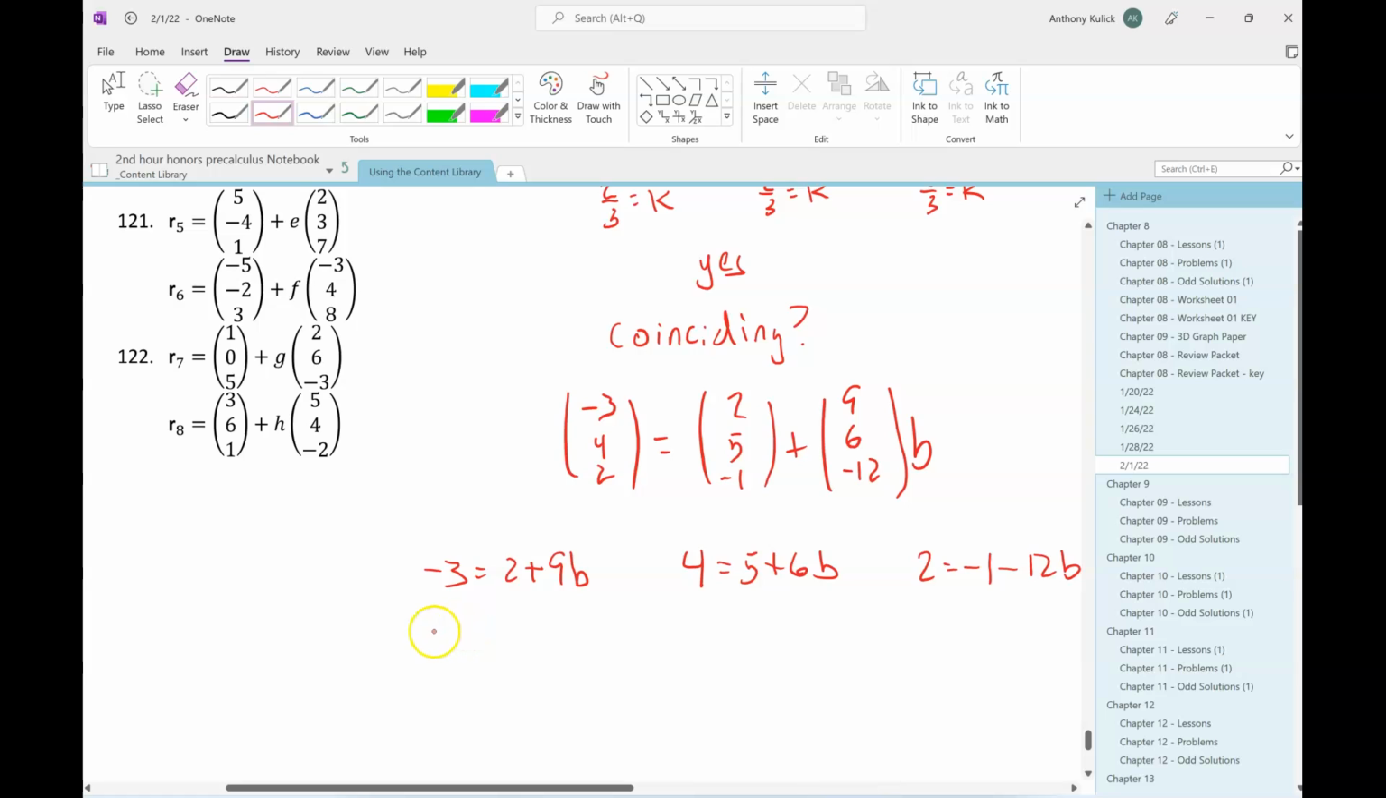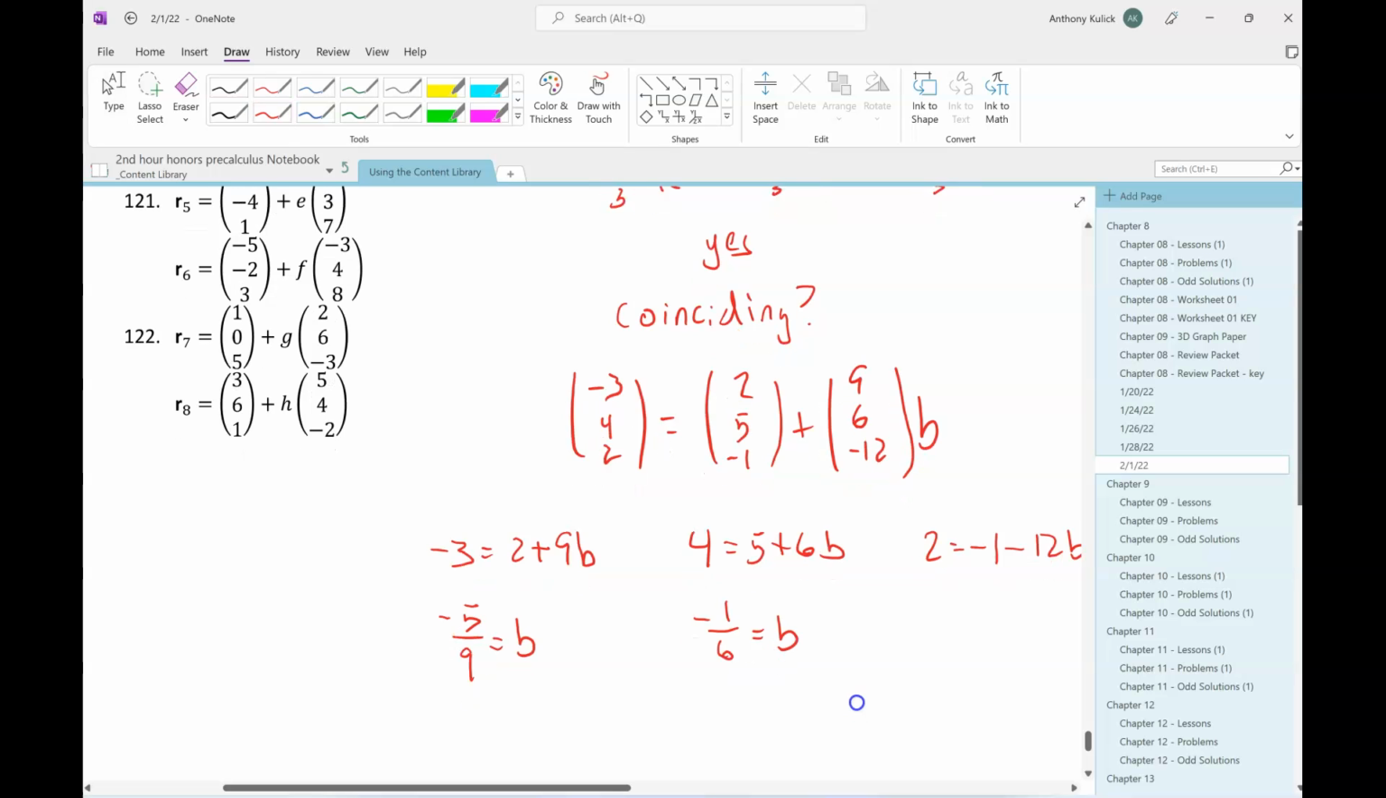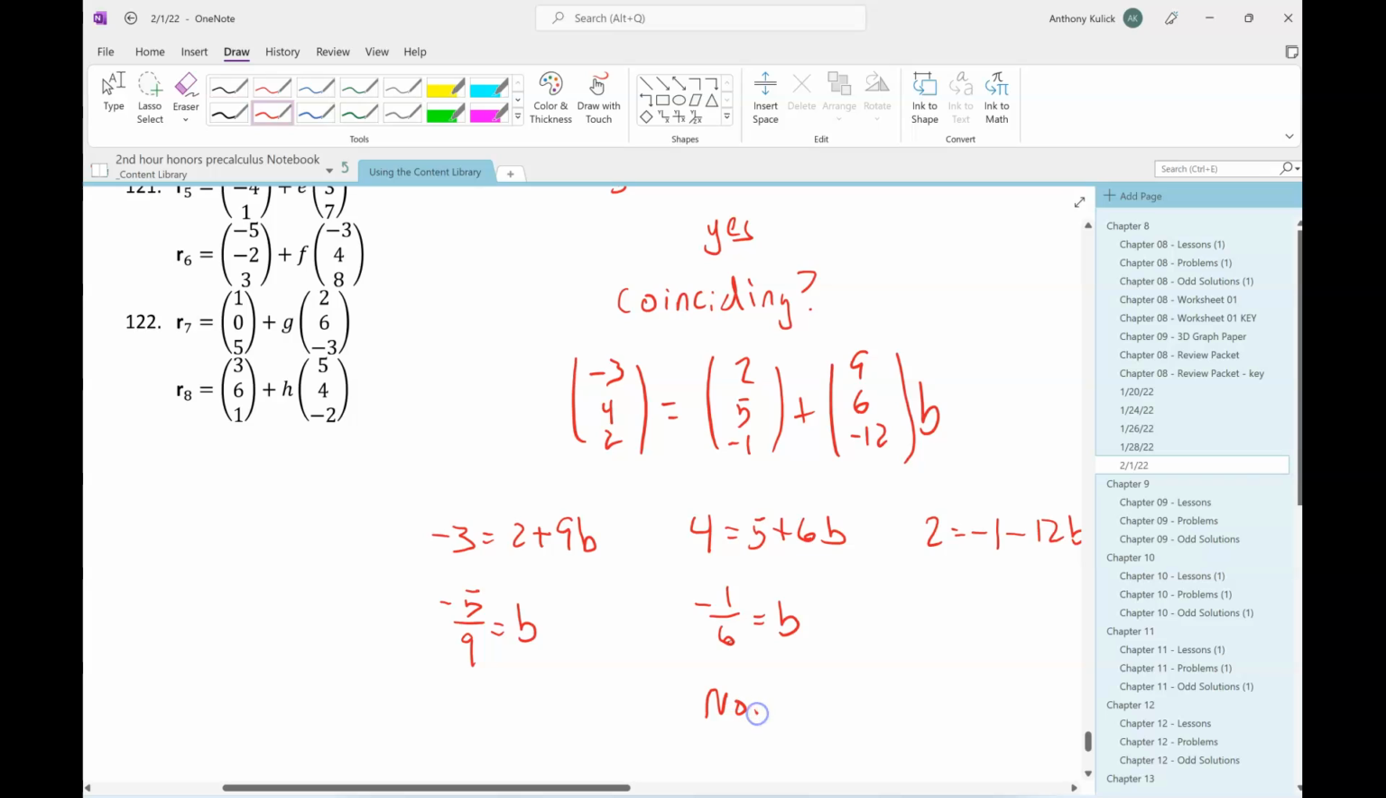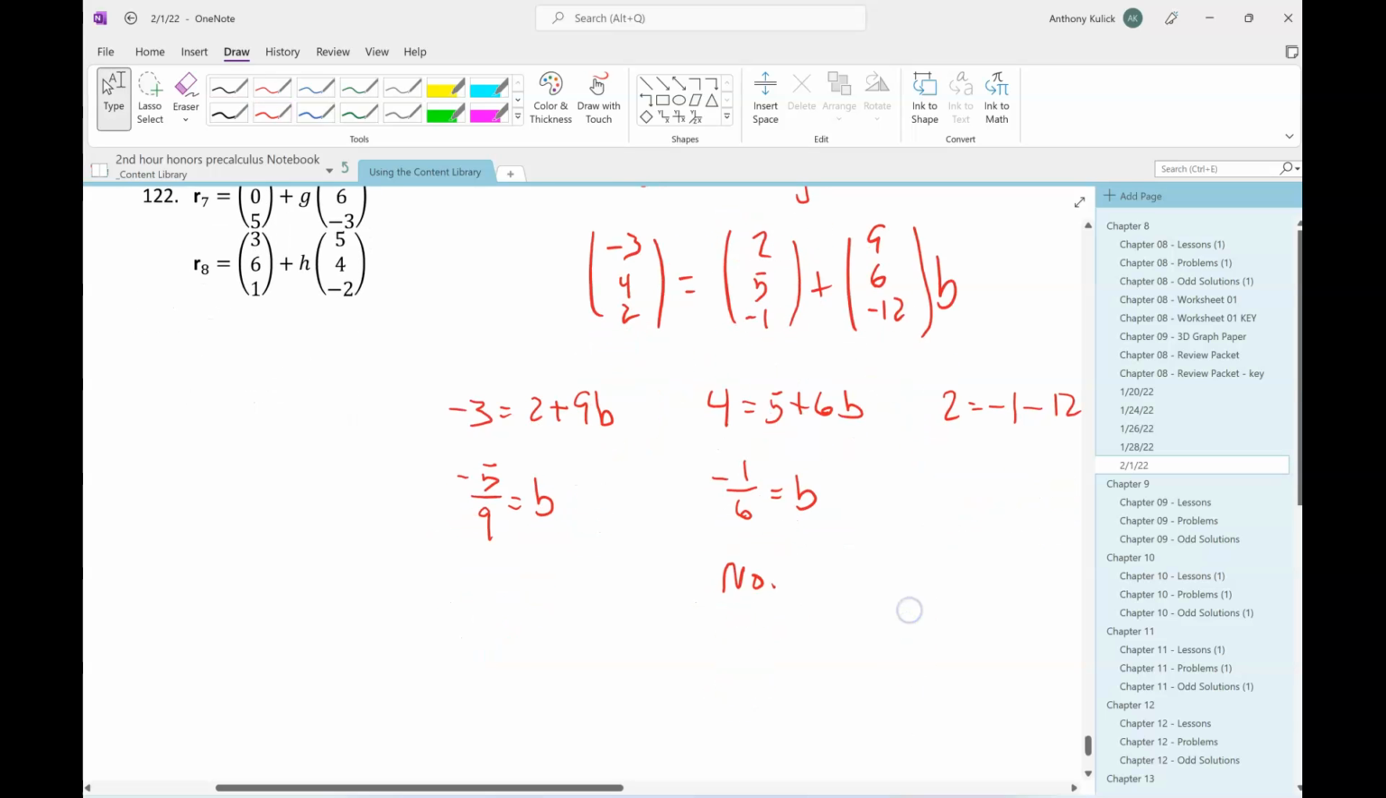So I'll subtract the 2 over and then divide by 9. I'll subtract the 5 over and then divide by 6. And right here I would stop. You could keep going, but I'm going to stop because already the values are different. So it tells me that those two lines can't coincide because they don't have every point in common. So I would say that these lines are just parallel.